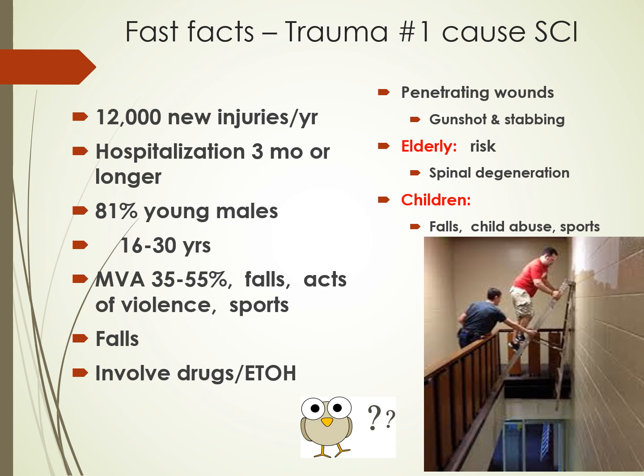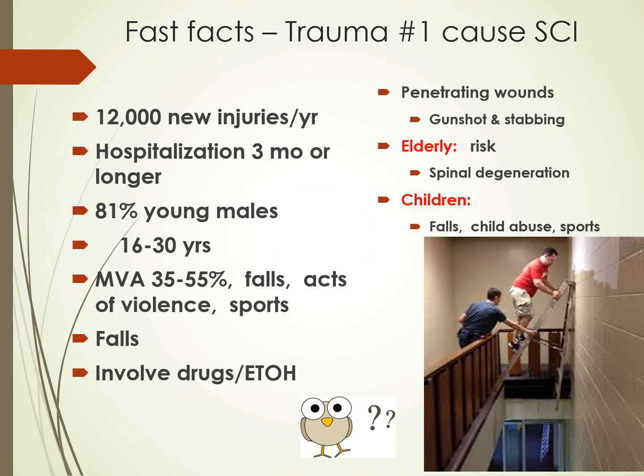Alright, let's take a minute and look at these fast facts. Trauma being the number one cause of spinal cord injuries. About 12,000 new injuries per year. Hospitalizations are expensive and fairly long. Who's getting hurt? 81% are young males, between the ages of 16 and 30. About 67% of those are Caucasian.